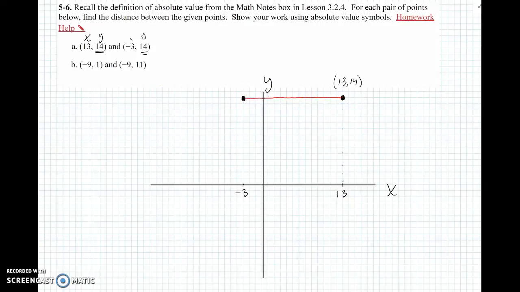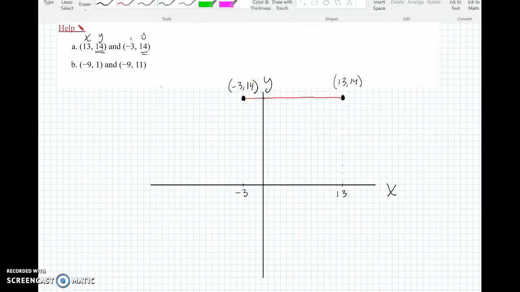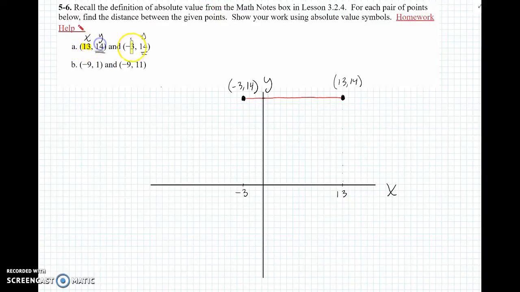What is that distance? Since we've drawn it out, we could just go ahead and count, but that's not what they're looking for. They're looking for an absolute value. That's -3, 14. So I'm looking here at these x values. That's what's different here, is how far is it from -3 to 13? And what I could say is, well, how far is -3 away from 0? That's the absolute value of -3.